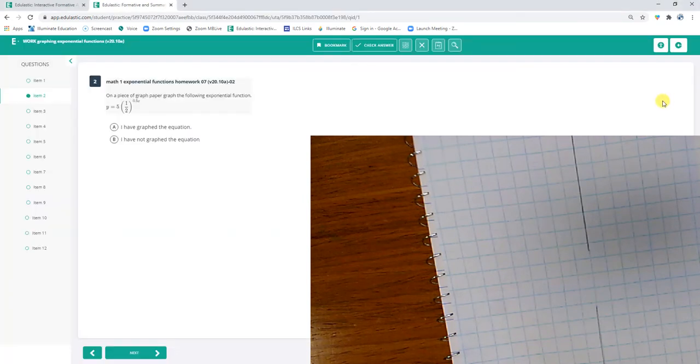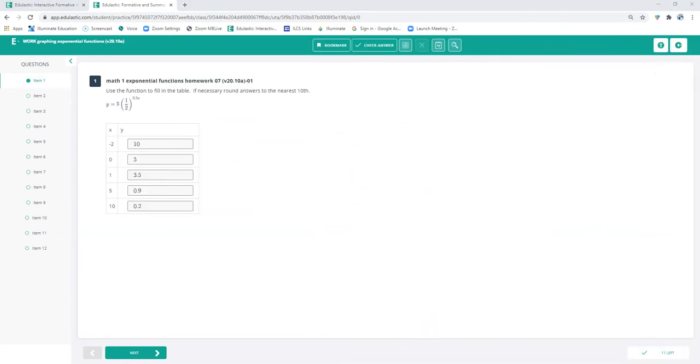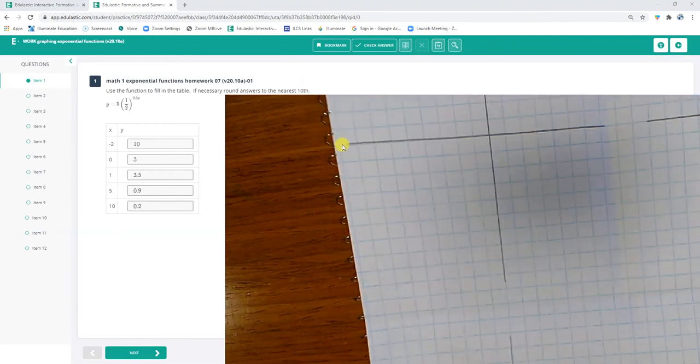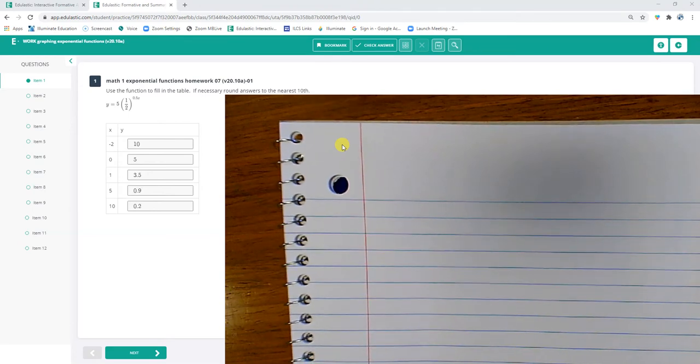So I'm actually going to resume this. Let me go back to question 1. All right. So you've got to have a notebook and a piece of paper and a pencil in order to do this, and I've got some graph paper ready to go also in order to graph these. Okay, so we're going to fill in this function table.